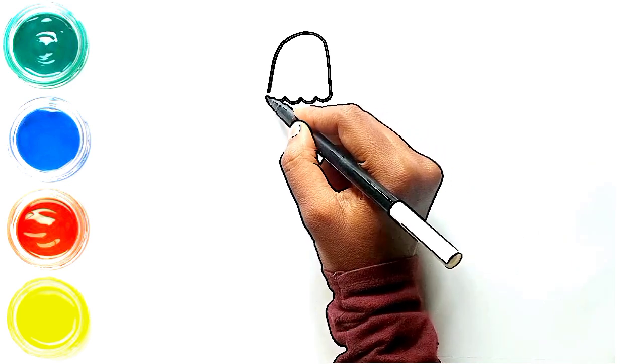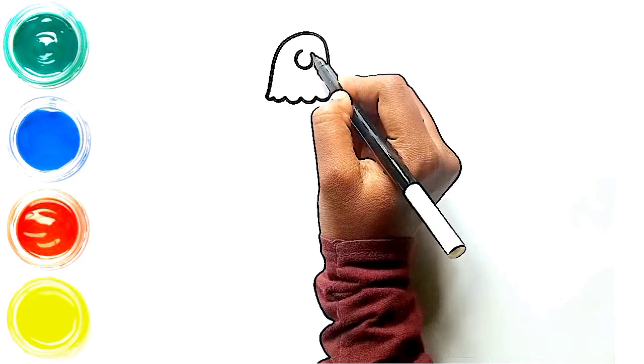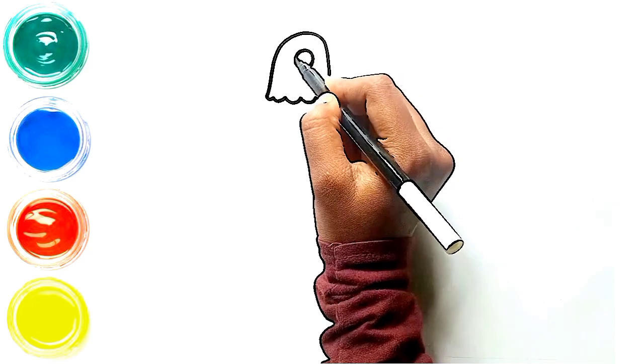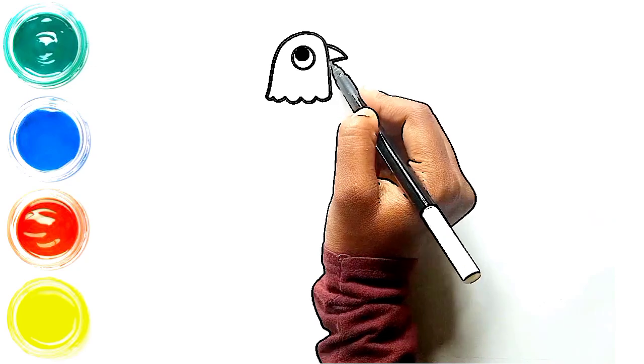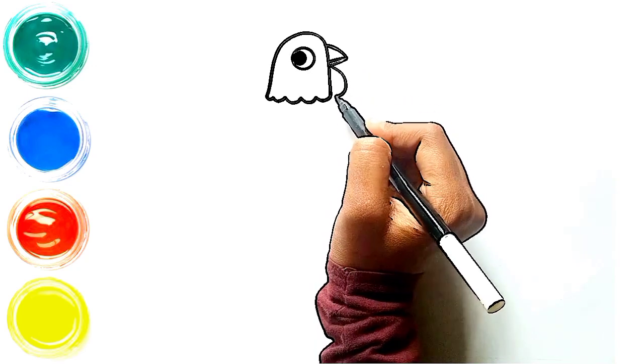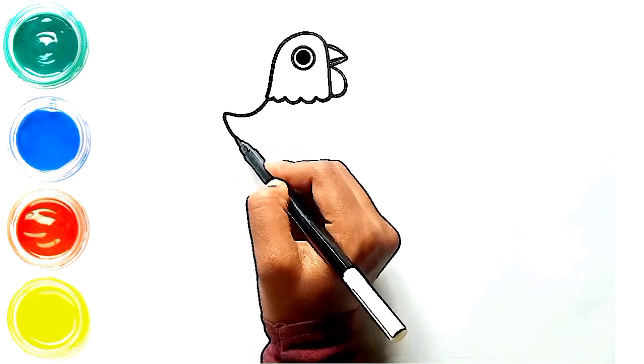Let's start drawing. First I will draw the chicken, just like this. I am coming, you will try to do it too. This is how I will sketch the chicken.